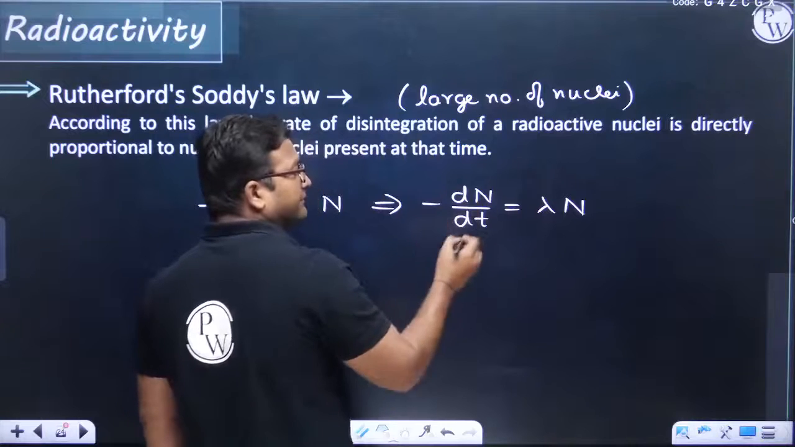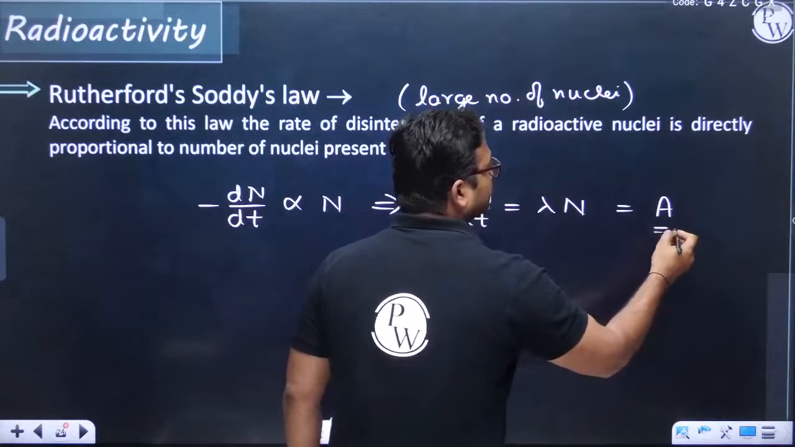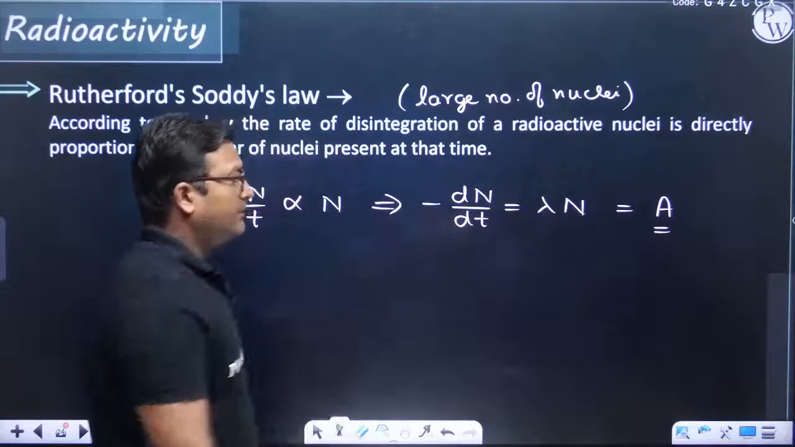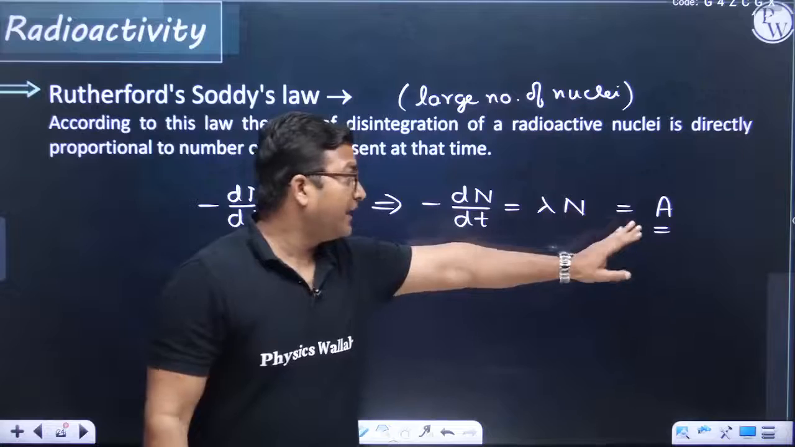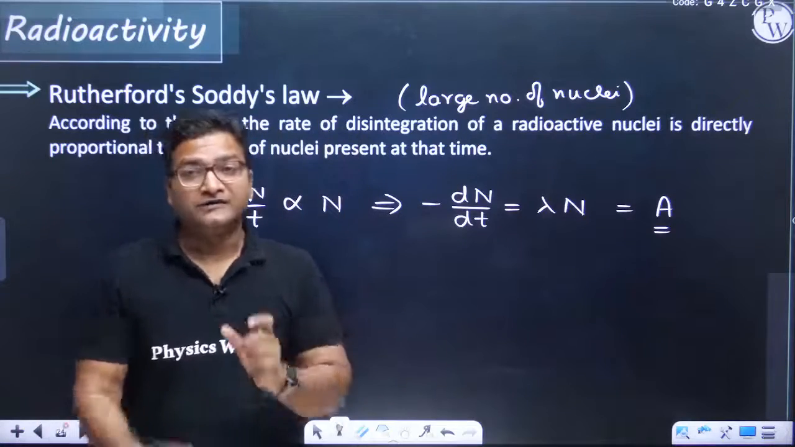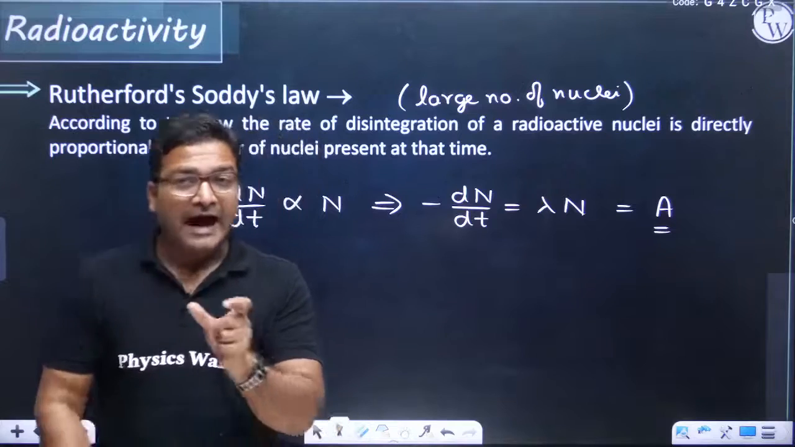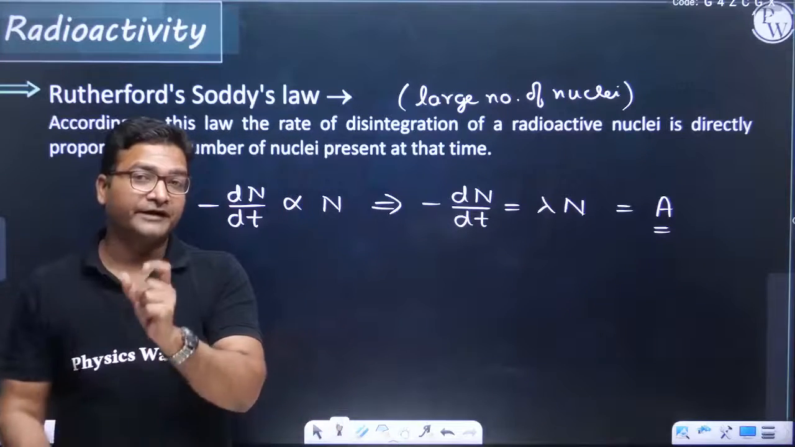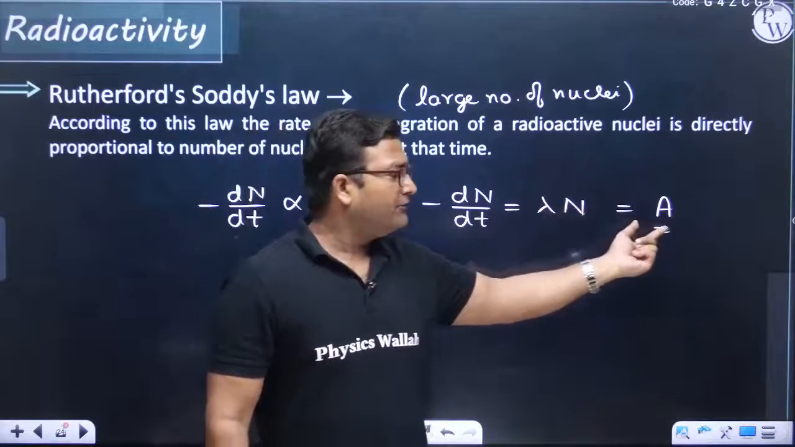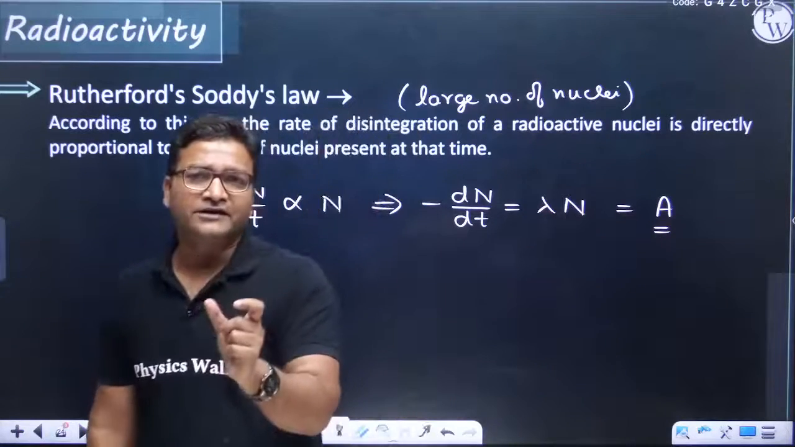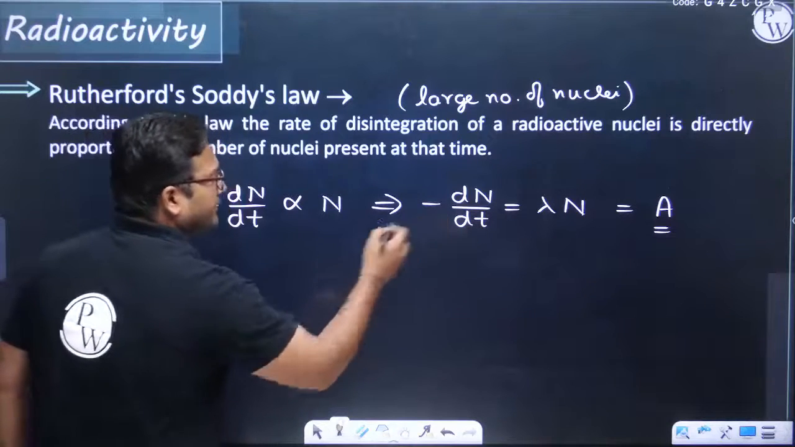As this is activity, always remember, activity is also called lambda N. So activity is either minus dN by dt or simply the multiplication of decay constant and number of nuclei present at that moment. So if N is variable, activity also varies, minus dN by dt also varies.